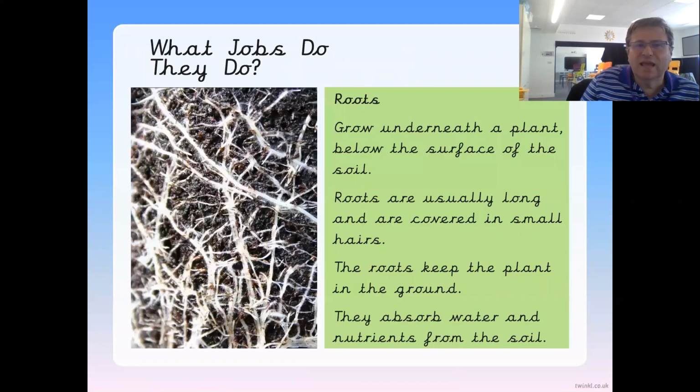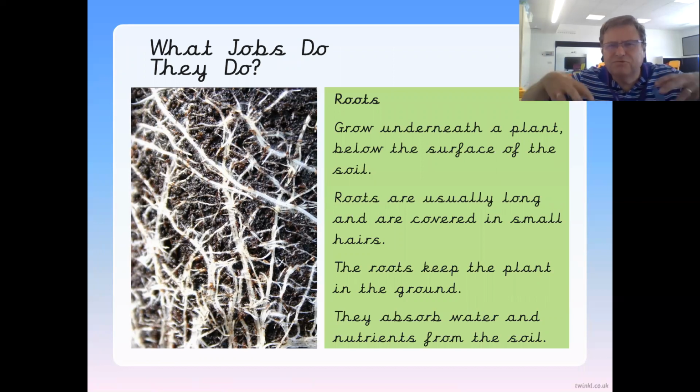Now, each of these has a specific job. So if we start with the roots, they grow underneath the ground, right underneath the plant into the soil, and they're usually long and spindly and covered in hairs, and that's what really holds the plant down.